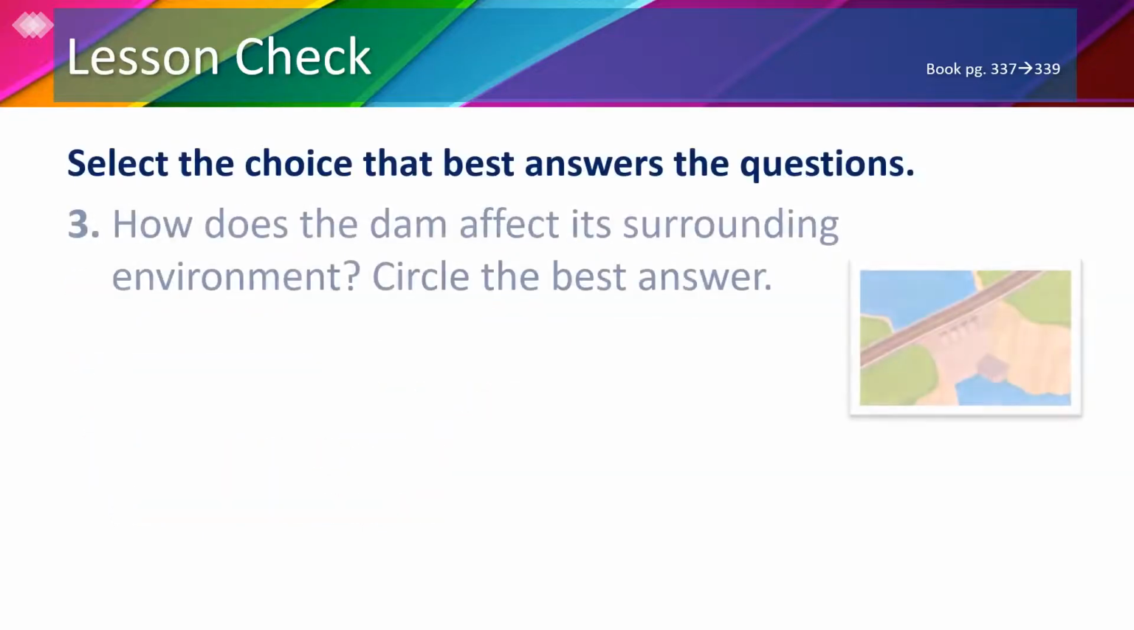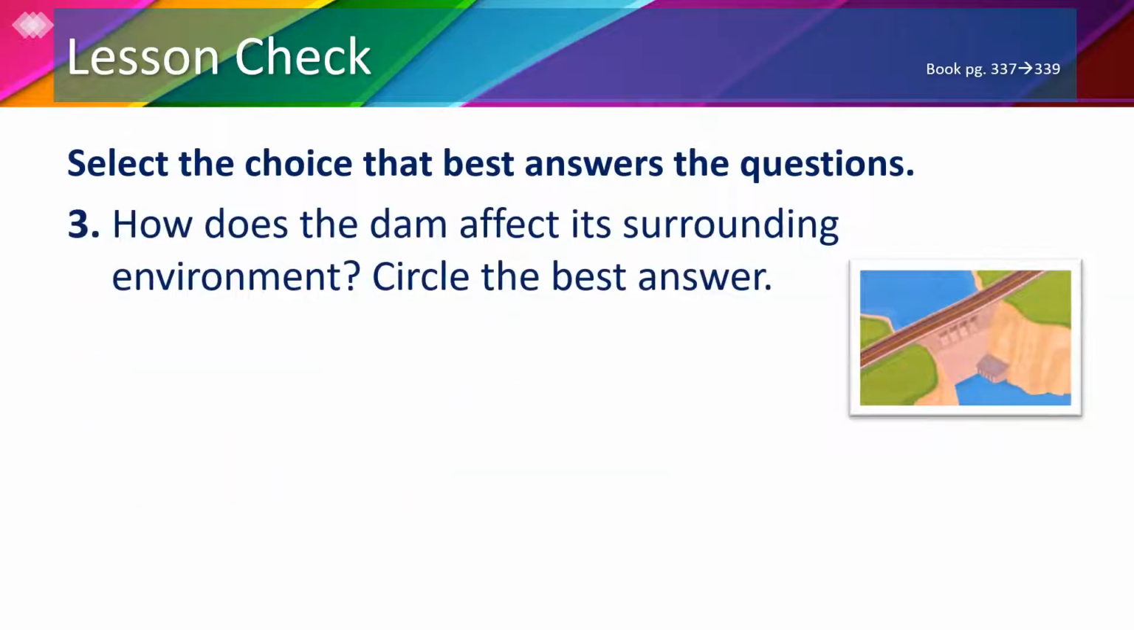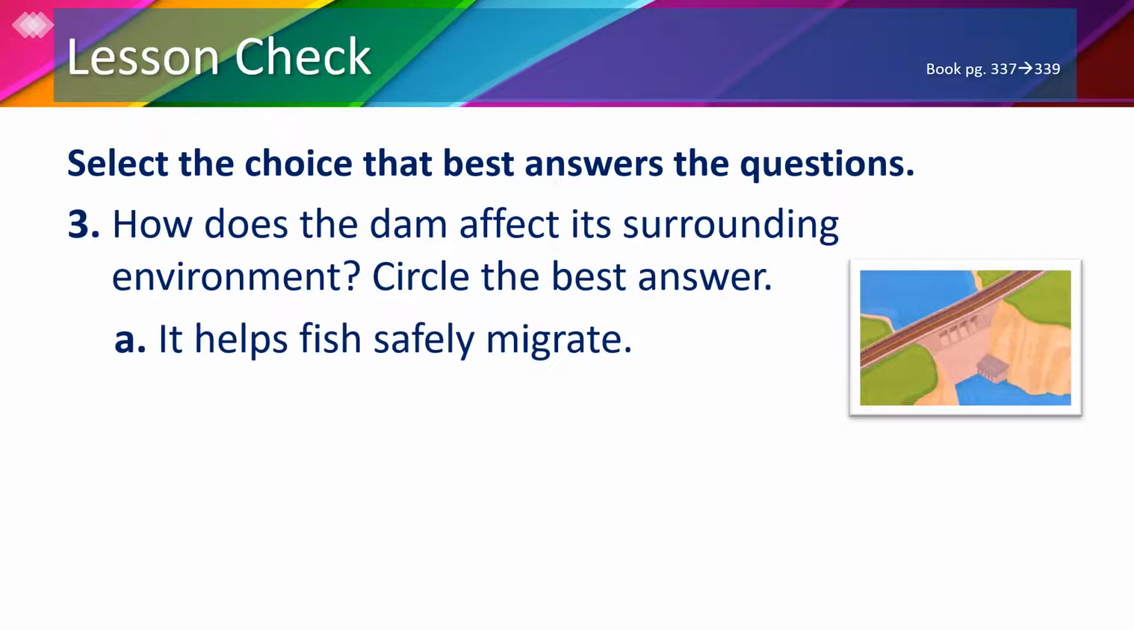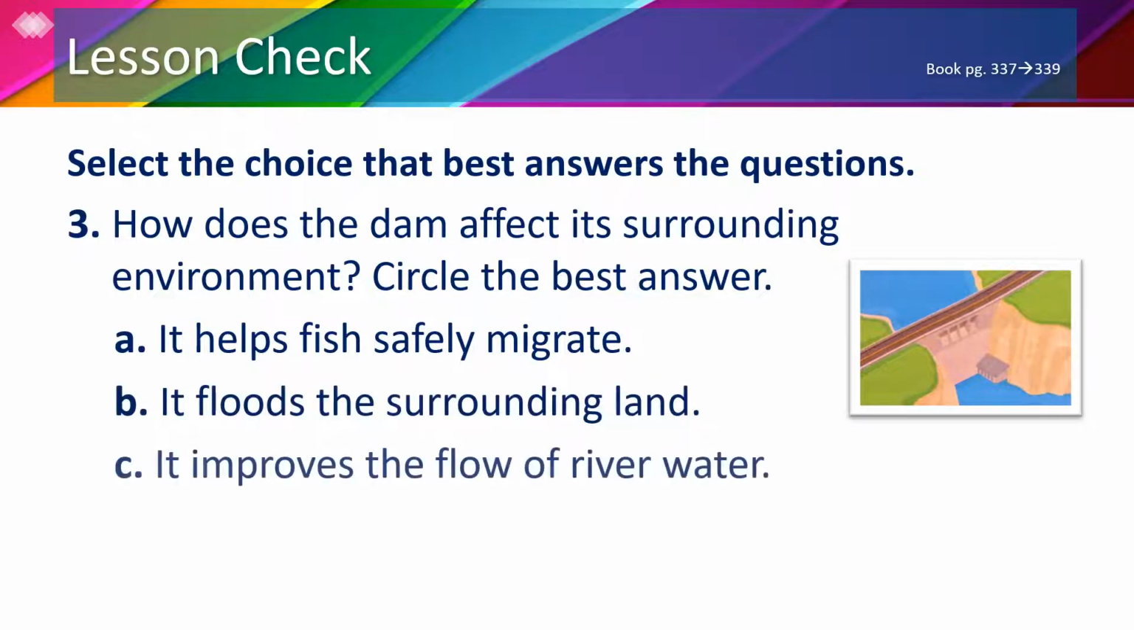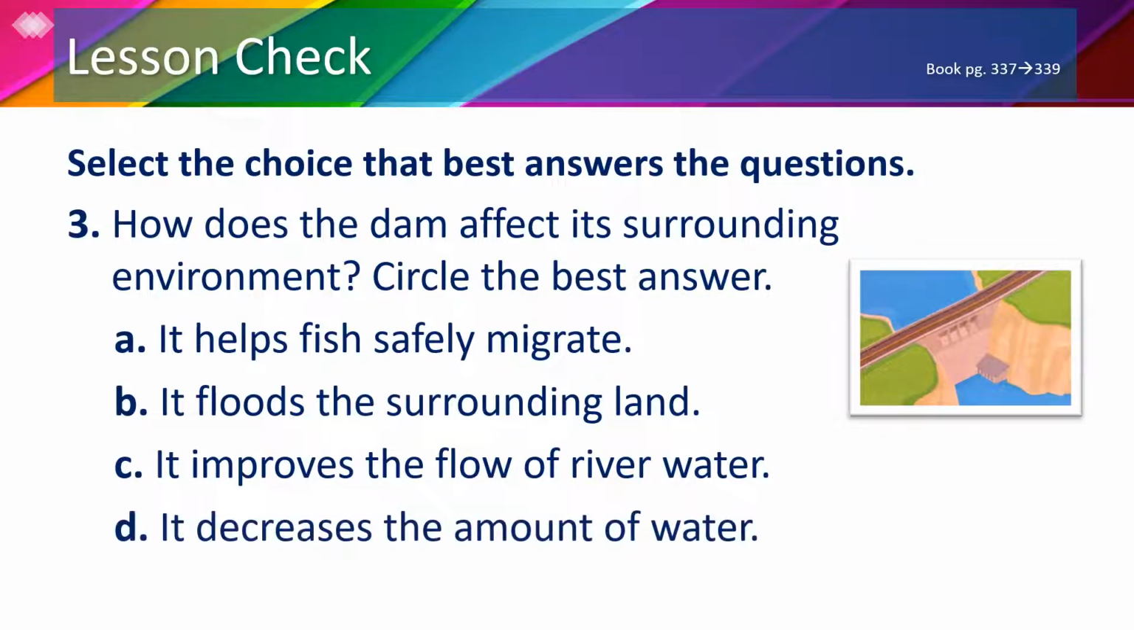In number 3, how does the dam affect its surrounding environment? Circle the best answer. Is it A. It helps fish safely migrate, B. It floods the surrounding land, C. It improves the flow of river water, or D. It decreases the amount of water? When dams are built, the level of water rises because it's trapped behind the dam, so the land will be flooded. The answer is B.